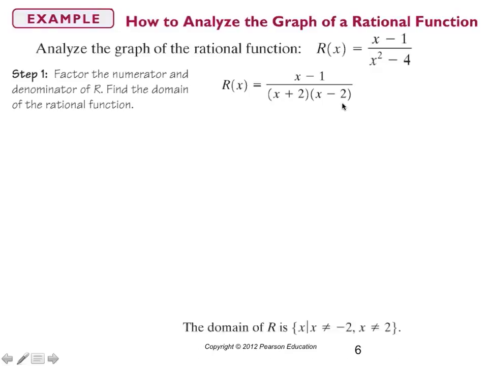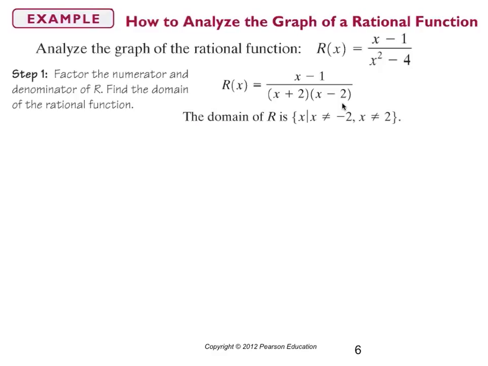If there was anything to cancel, we would do it at this point, but we go ahead and state the domain. So the domain is going to be all x's such that x is not equal to negative 2 and x is not equal to 2. The other way that you could write this would be interval notation. You would have from negative infinity to negative 2, from negative 2 to 2, and from 2 to infinity.